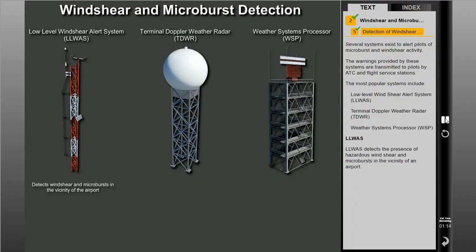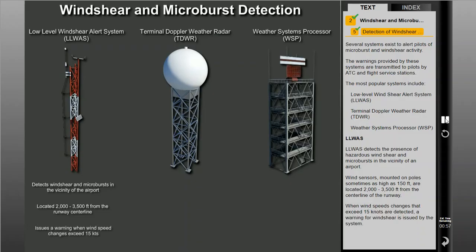LWAS detects the presence of hazardous wind shear and microbursts in the vicinity of an airport. Wind sensors, mounted on poles, sometimes as high as 150 feet, are located 2,000 to 3,500 feet from the center line of the runway. When wind speed changes that exceed 15 knots are detected, a warning for wind shear is issued by the system.